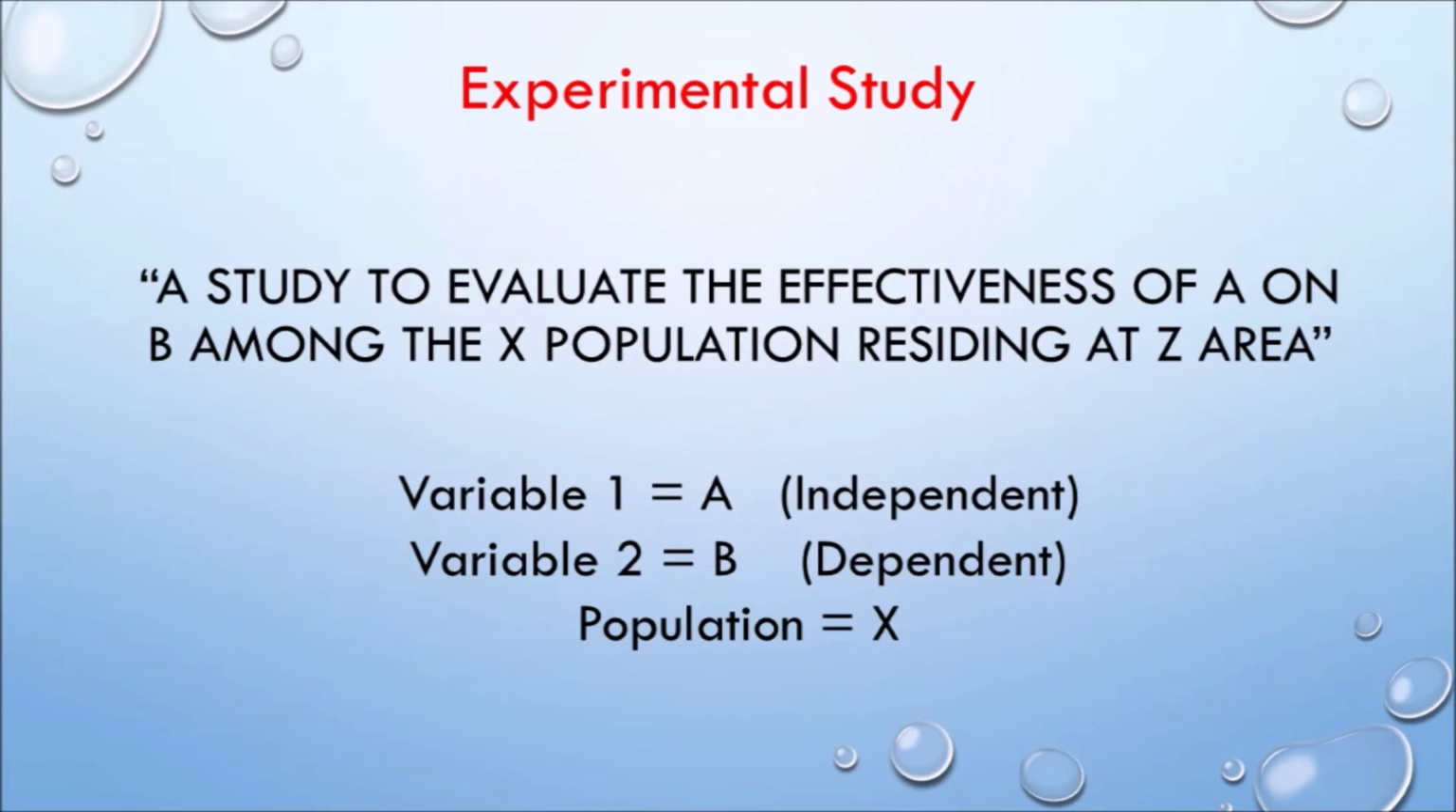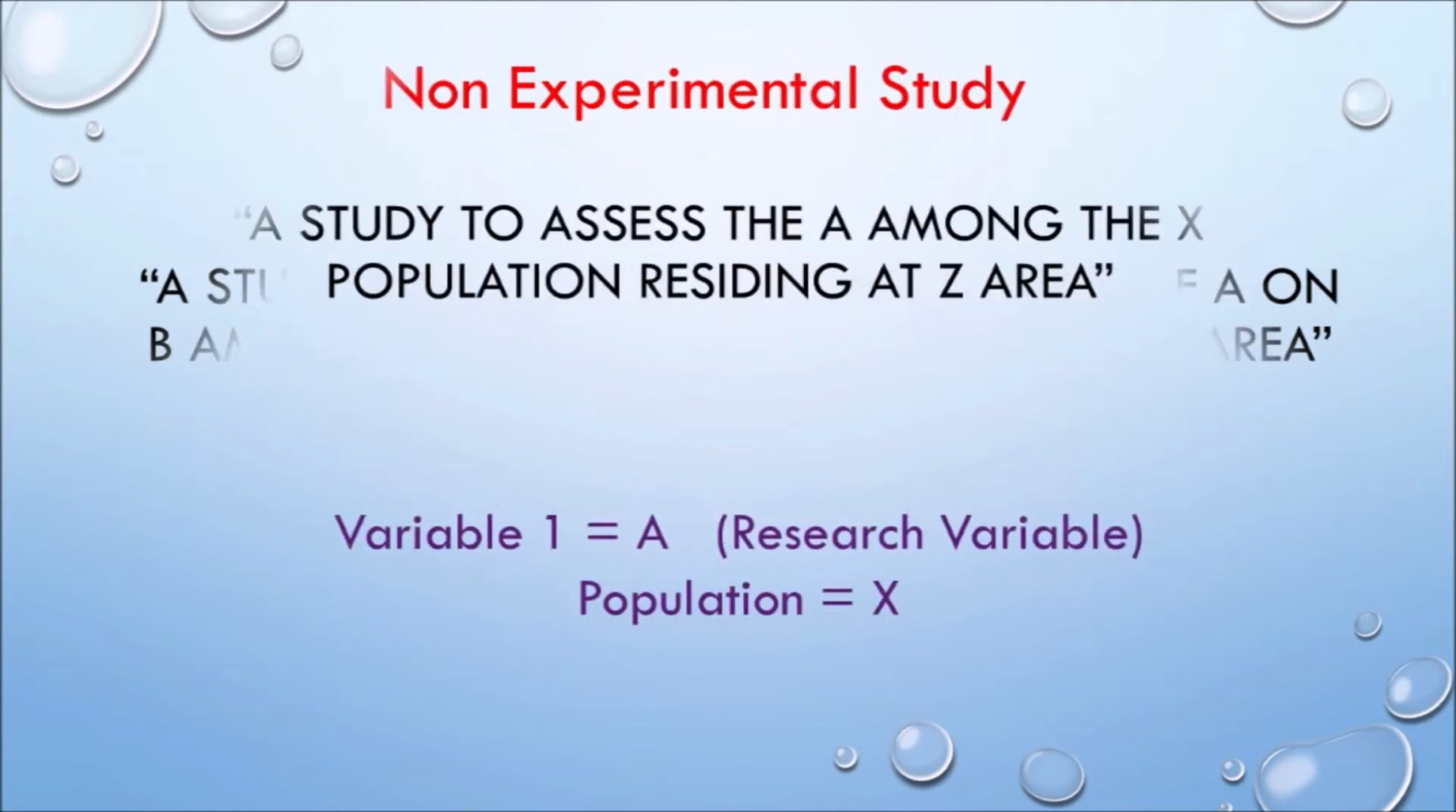Such kind of research studies are said to be experimental. In another example, a study to assess the A among the X population residing at Z area. If you observe the statement of study, here we find only one variable, that is A, called the research variable. So, such kind of studies are called non-experimental studies.